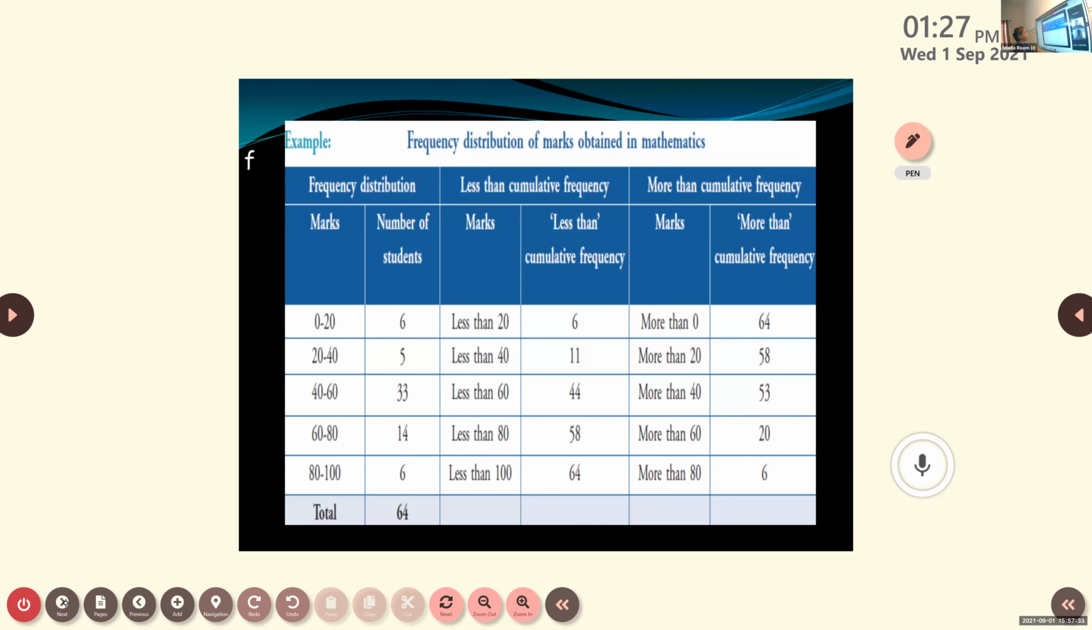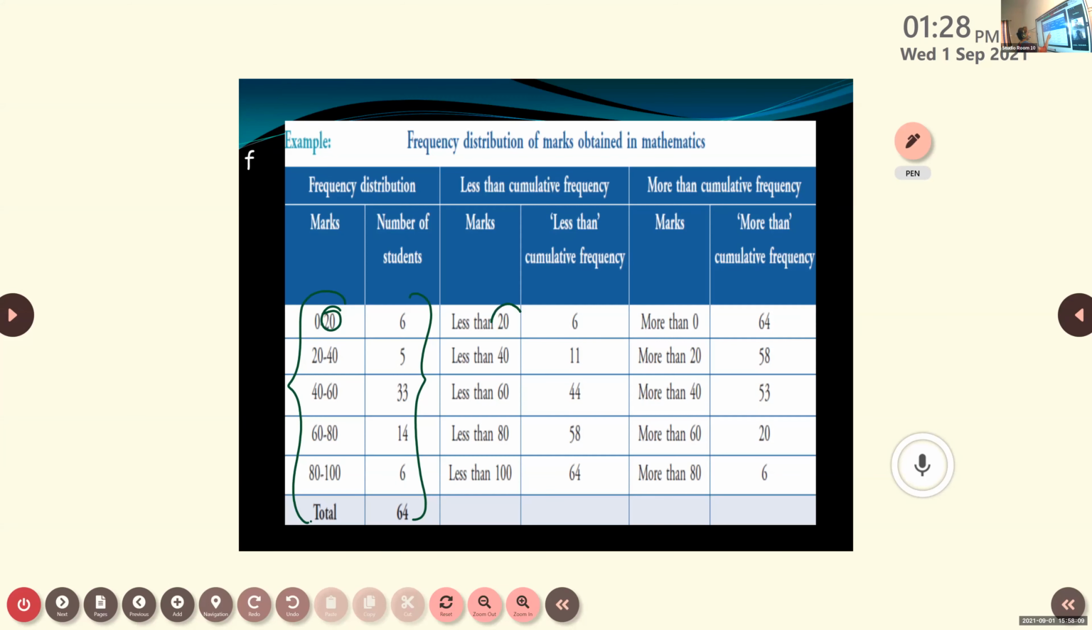Next one. Here, you can see a frequency distribution is given. This is the class interval and this is the frequency. Now, how are we getting the less than ogive? Which class limit do we have to take? Upper limit. So you can see the first one, upper limit. The term is less than.